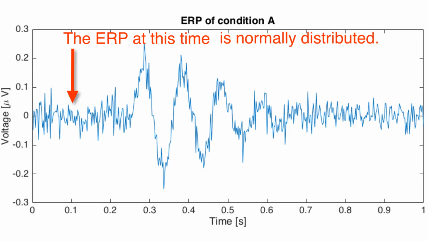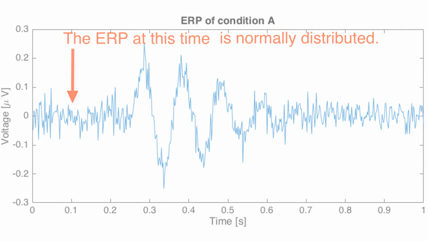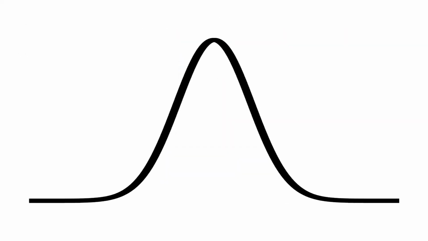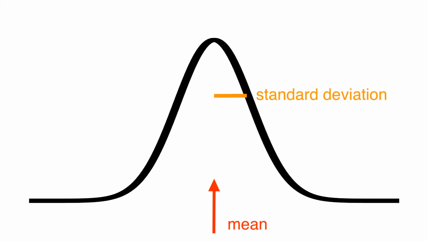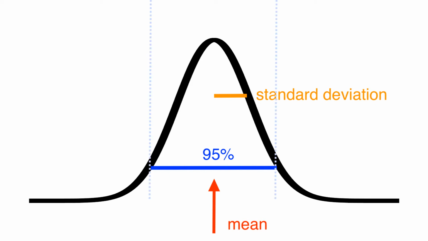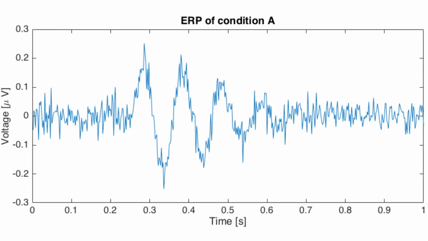This conclusion is useful because the normal distribution, sometimes called the bell curve or Gaussian distribution, has many convenient properties. First, we can specify a normal distribution with only two parameters, its mean and its standard deviation. Second, 95% of values from a normal distribution lie within approximately 2 standard deviations of the mean. So, to construct the ERP with 95% confidence intervals, we need to compute, at each moment in time, the mean of the EEG data as well as its standard deviation across trials.